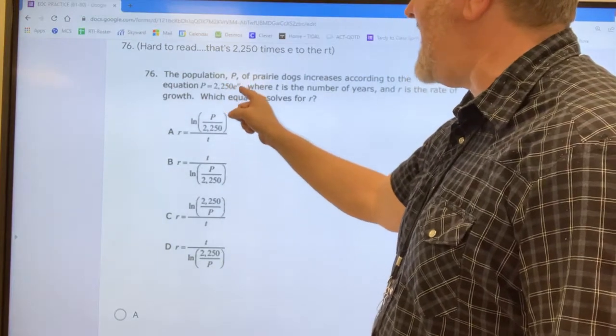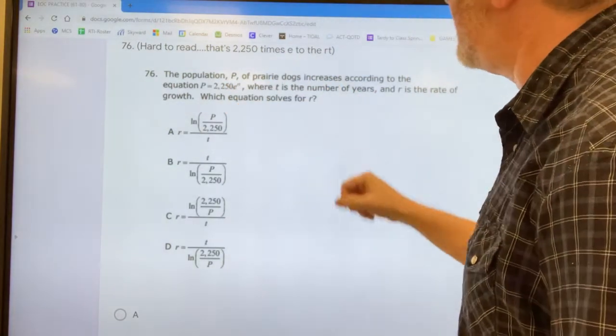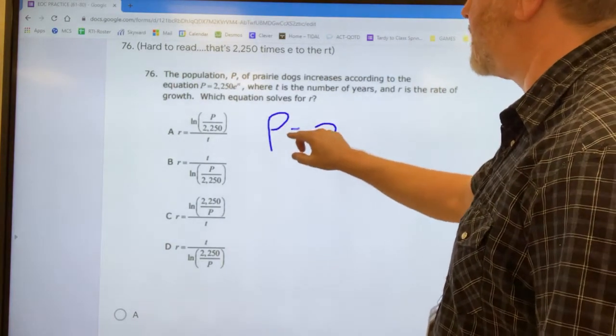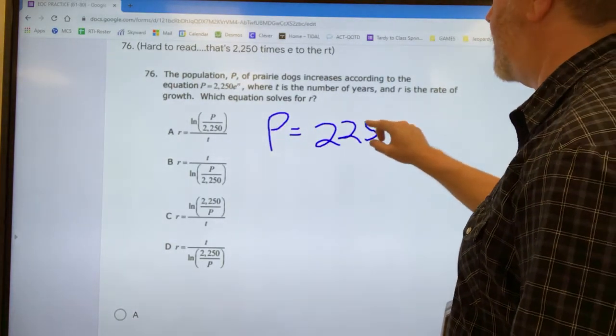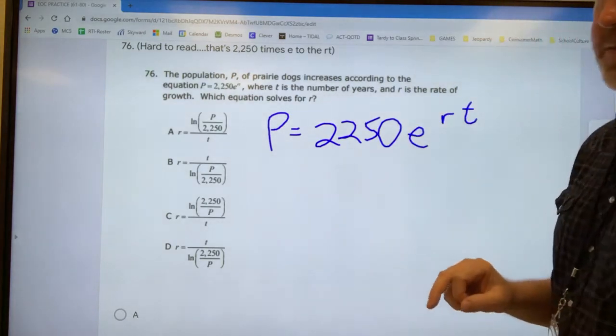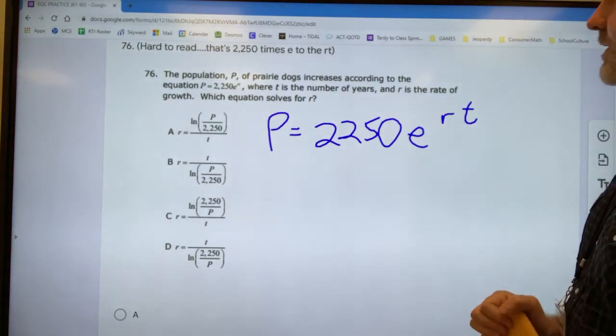2,250 times e to the RT, all right? E to the RT. So, oh yeah, I had a little bit of problem with this one too. This was a tough one. I did it just a minute ago. I was able to finish it in under 2 minutes, but this one requires a little bit of work. So this is our Pert formula.